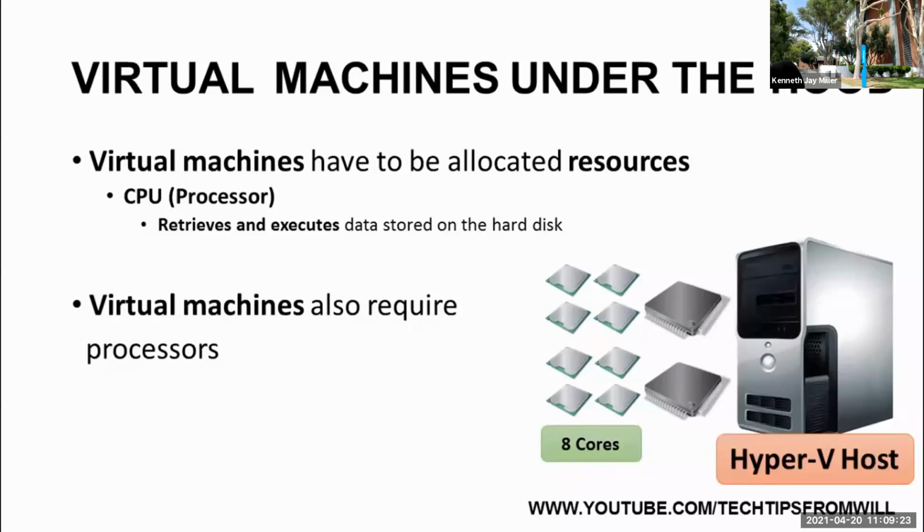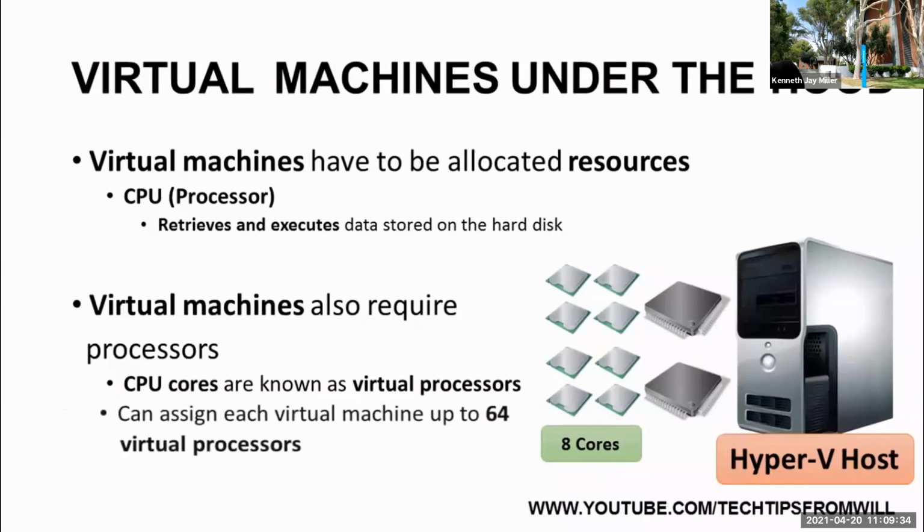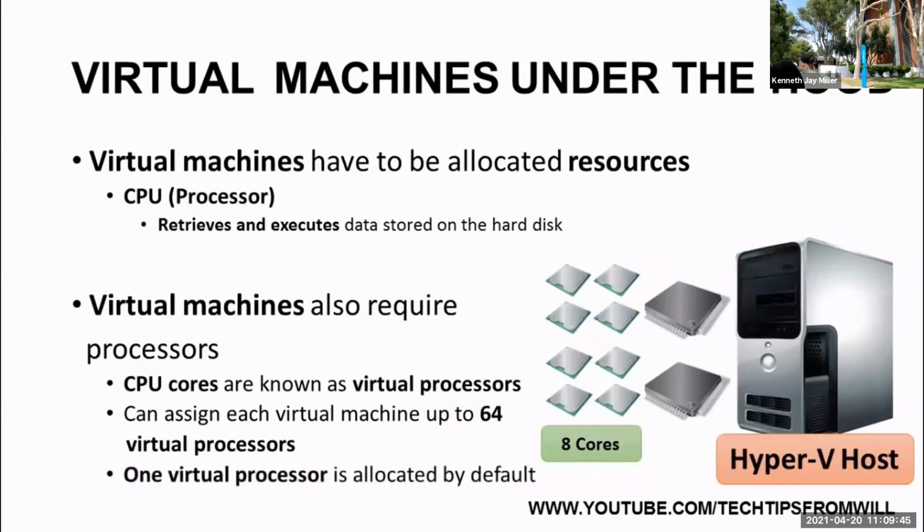In Hyper-V terminology, a CPU core is also called a virtual processor. According to Microsoft's documentation on Hyper-V, you can assign each virtual machine up to a maximum of 64 virtual processors. By default, Windows will allocate just 1 virtual processor to every virtual machine created, so make sure that you increase this if you think it is necessary.